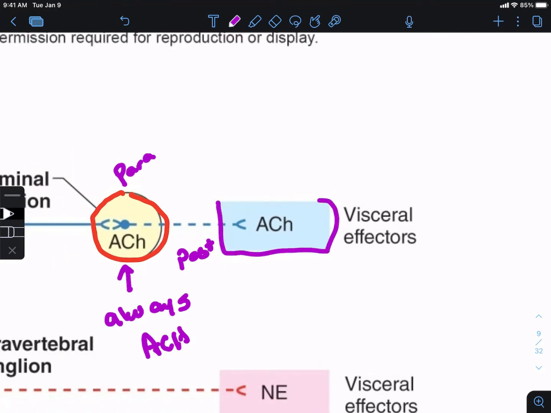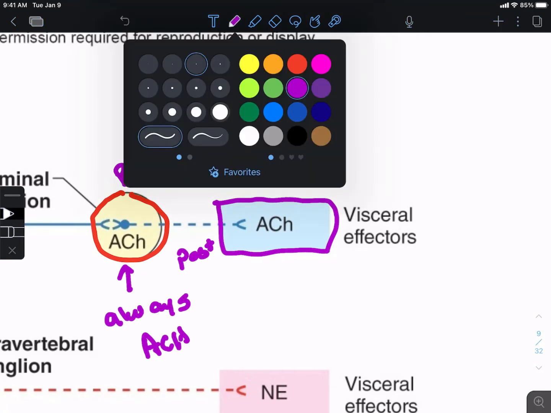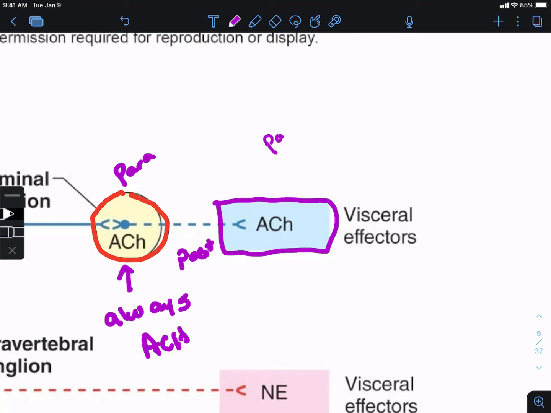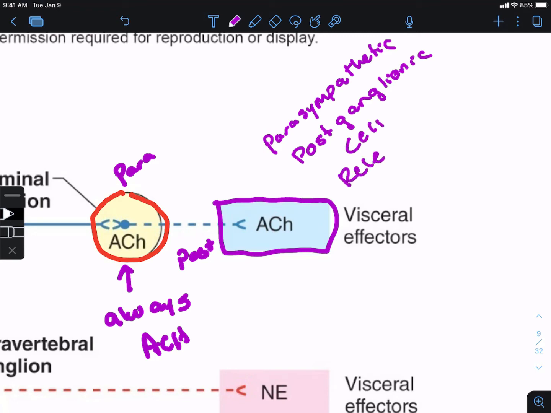But when we look at the tissue, so if we're actually going out to the target organ, for the parasympathetic nervous system, most of the time, I can't for right now think of any exceptions, but maybe in the middle of the night I'll come up with one. But most of the time, maybe even all of the time, the parasympathetic nervous system releases acetylcholine. And so you'll want to remember that. Parasympathetic postganglionic cell releases the neurotransmitter acetylcholine.